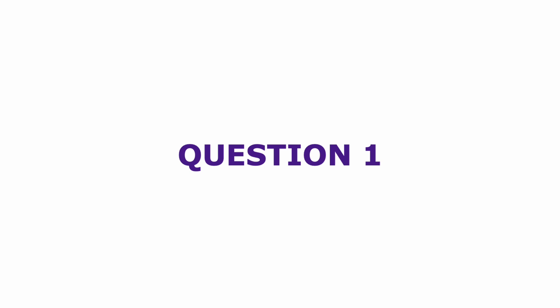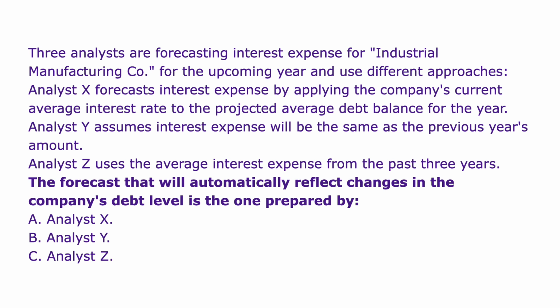Question 1. 3 analysts are forecasting interest expense for Industrial Manufacturing Company for the upcoming year and use different approaches. Analyst X forecasts interest expense by applying the company's current average interest rate to the projected average debt balance for the year. Analyst Y assumes interest expense will be the same as the previous year's amount. Analyst Z uses the average interest expense from the past 3 years. The forecast that will automatically reflect changes in the company's debt level is the one prepared by A. Analyst X, B. Analyst Y, C. Analyst Z.